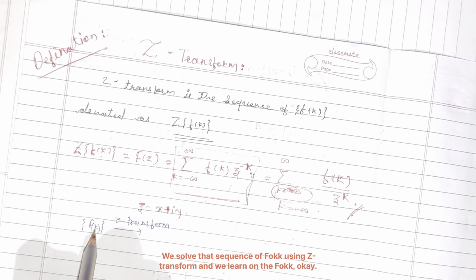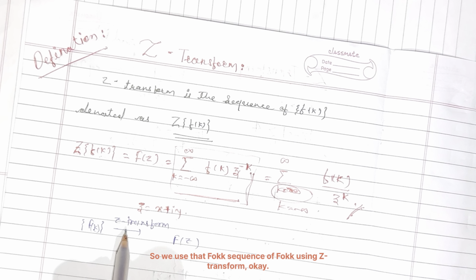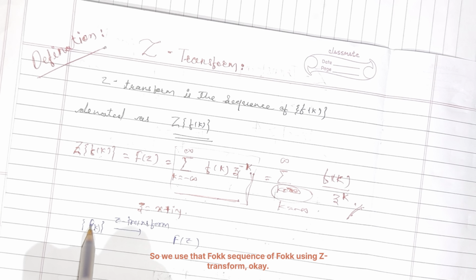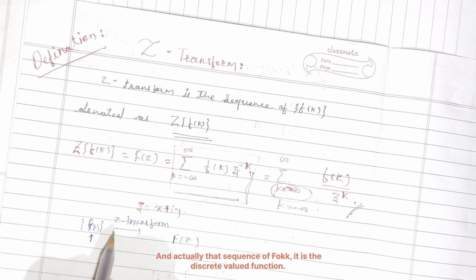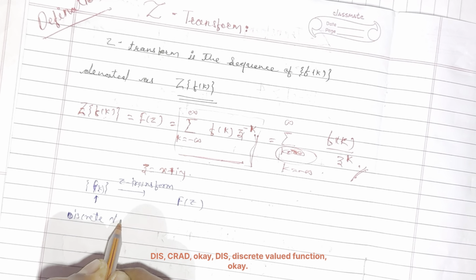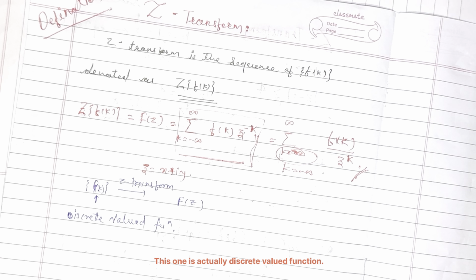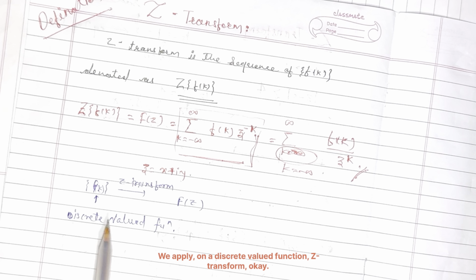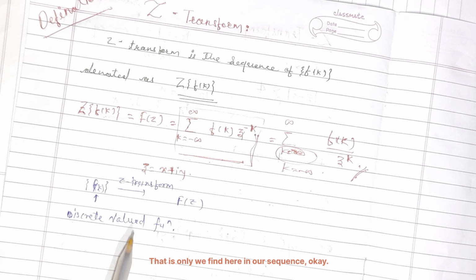We solve that sequence of f of k using the Z transform, and we land on F of z. That sequence of f of k is actually a discrete valued function. We apply the Z transform on a discrete valued function, and so we get F of z here.